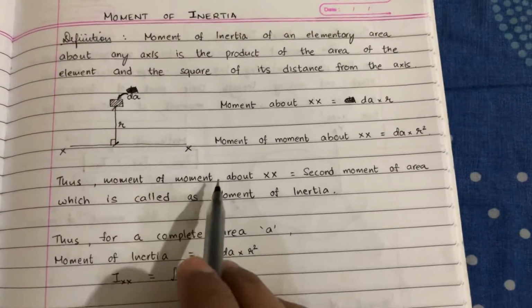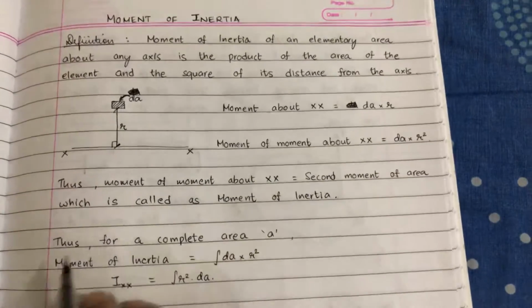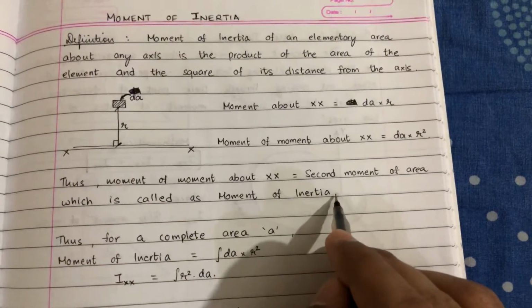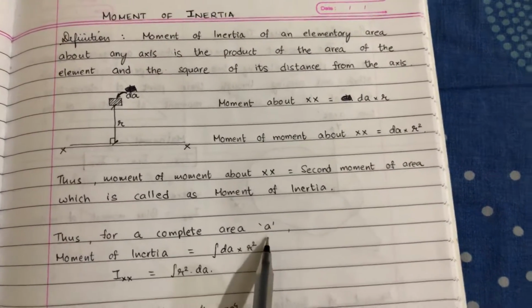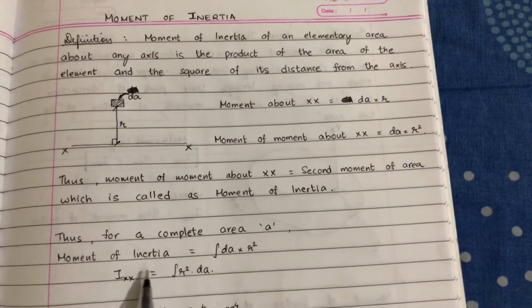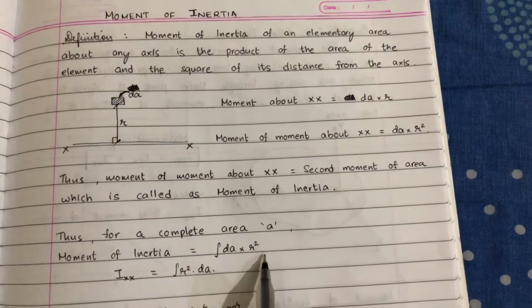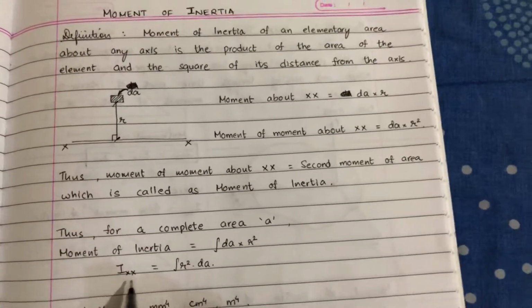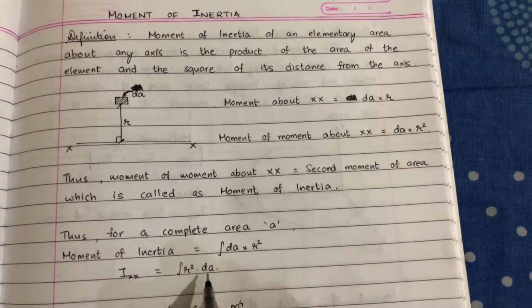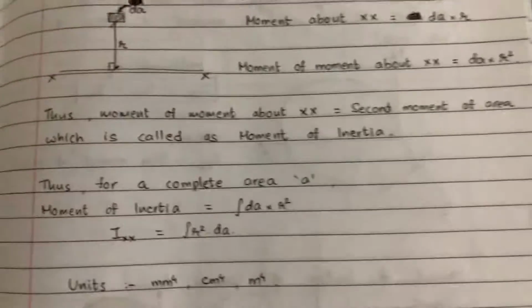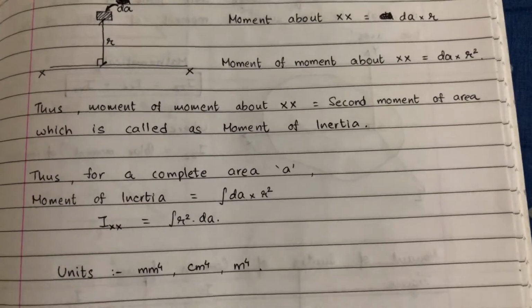Thus, moment about xx is equal to second moment of area, which is called moment of inertia. Thus, for a complete area A, moment of inertia is equal to integration of dA into r square. That is, Ixx is equal to integration r square into dA. Now, the basic units of moment of inertia are mm to the power 4, centimeter to the power 4, meter to the power 4.